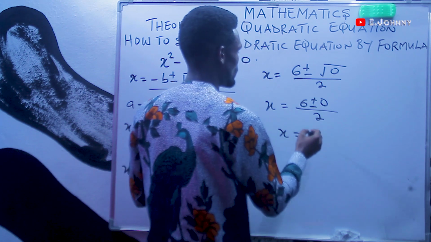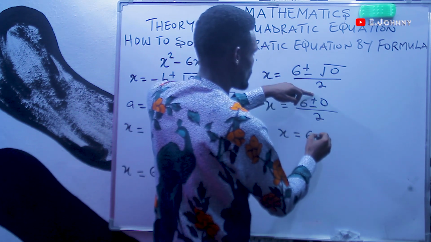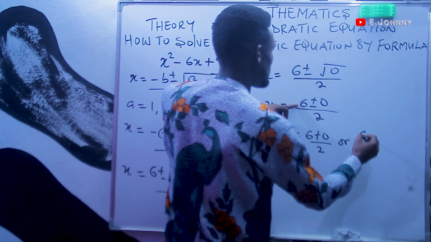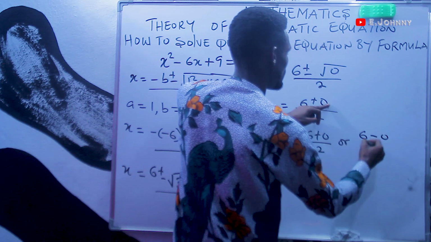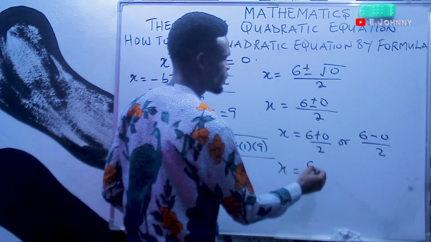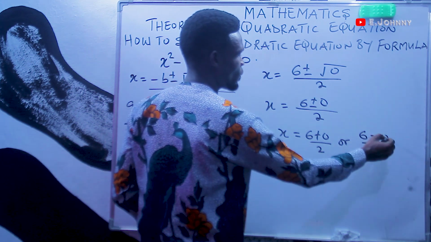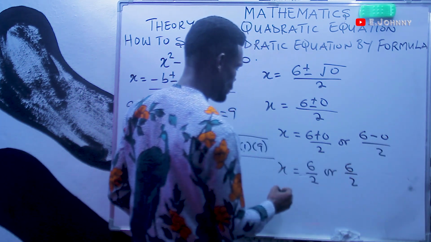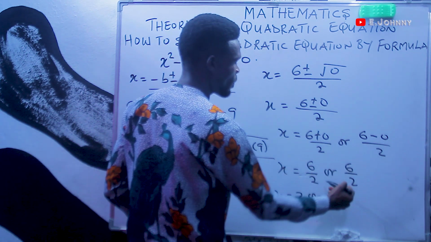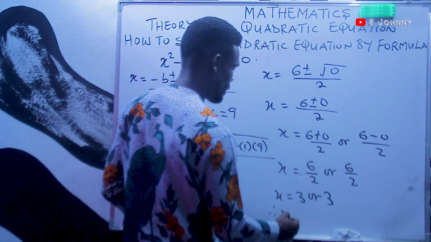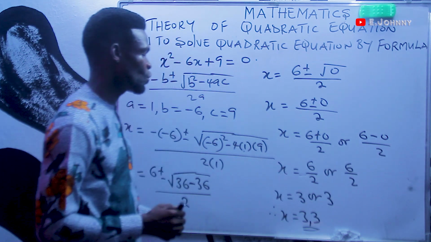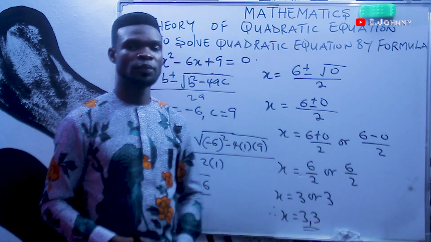So x is equal to 6 plus 0 divided by 2, or 6 minus 0 divided by 2. So x is equal to 6 plus 0, which is 6, divided by 2, or 6 minus 0, which is 6, divided by 2. So x is equal to 6 divided by 2, which is 3, or 6 divided by 2, which is 3. Therefore, x is equal to 3 or 3. So the roots of the equation are 3 and 3.